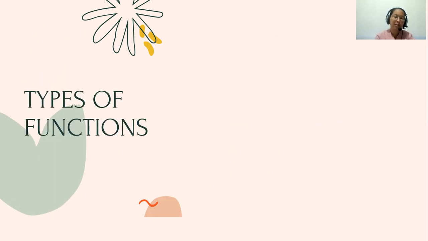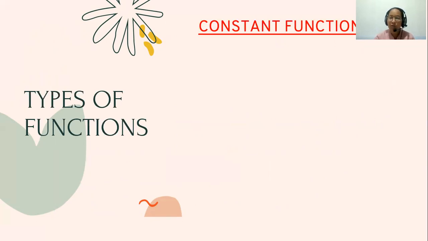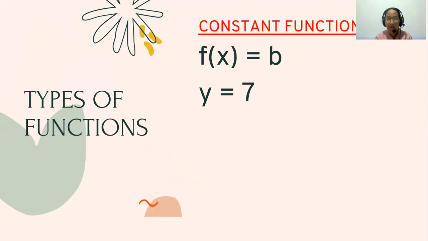So here are the types of functions. First, we have a constant function. From the name itself, the function only involves a constant. Generally, when we say constant function, it is in the form of f of x is equal to b, where b is a constant. An example of that is y is equal to 7, or f of x is equal to negative 2. Those are examples of a constant function.